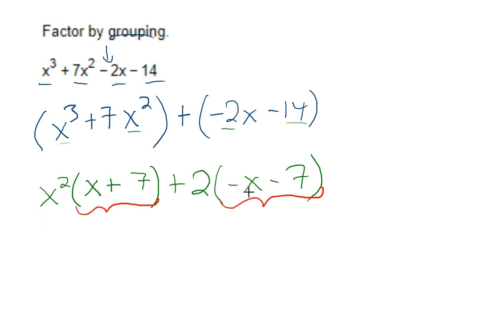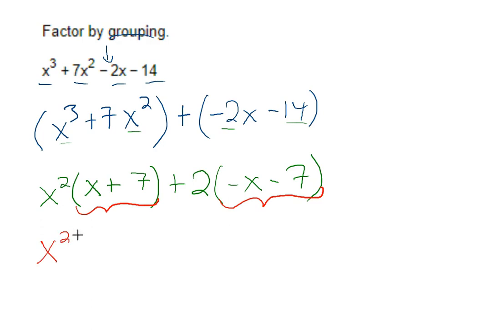So they're not matching right now, so we're kind of stuck. But we can get them to match because they're really close. The only difference is the signs, right? So I can change the sign of both of these if I factor out a negative with the 2. That'll switch this to positive x, switch this to positive 7, then it's going to match up to this.